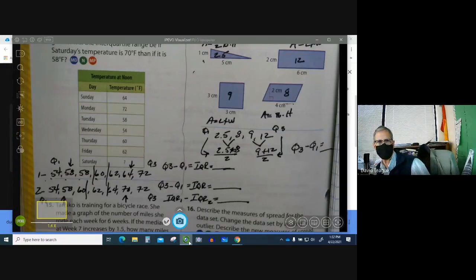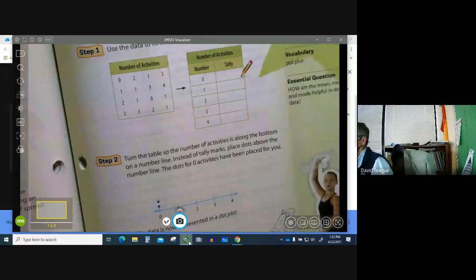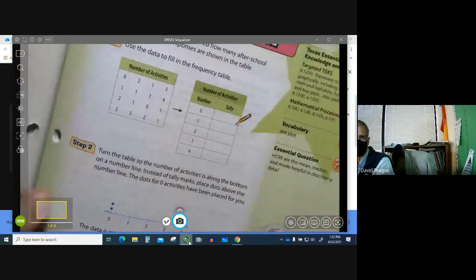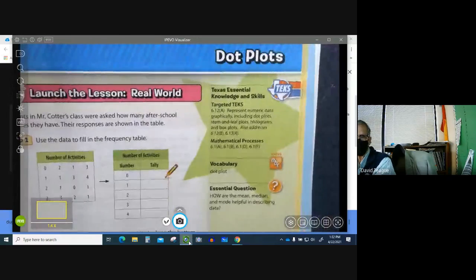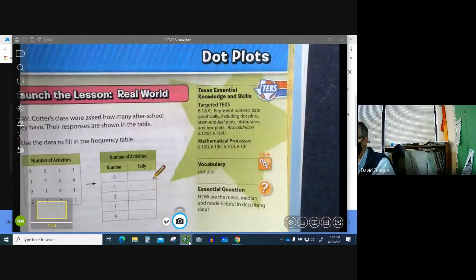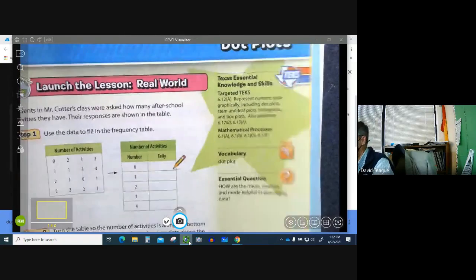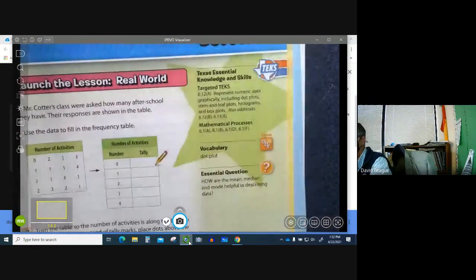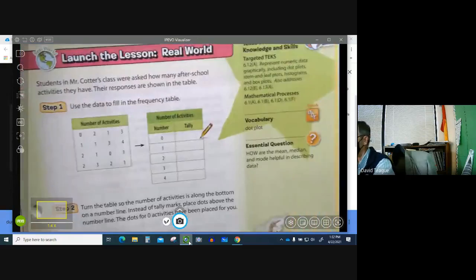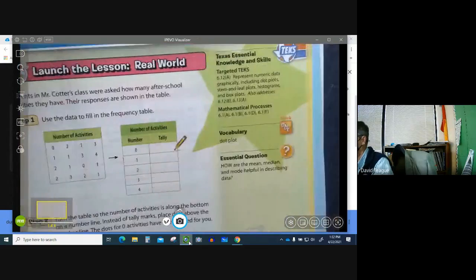Okay, so page 807. So what I want to show you, I'm not going to spend a lot of time, but there are different ways to represent data, which you may see on the STAR test. I don't think they'll make you create it, but you need to recognize it and be okay with it, okay?